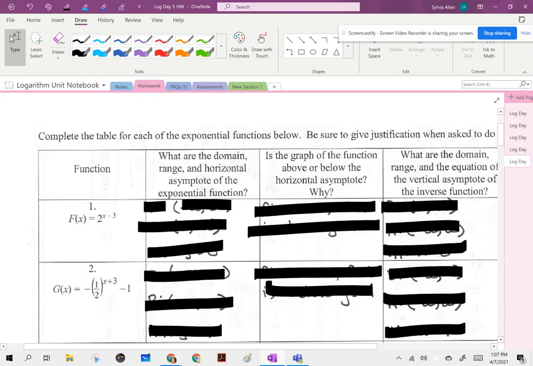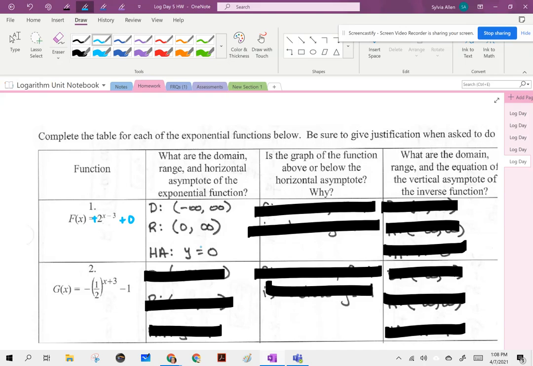Okay, so number 1, we're talking about the domain, the range, the horizontal asymptote. So there's the domain. Again, the horizontal asymptote is going to be the constant. Since there isn't a constant, it's 0. The fact that this is a positive means that the graph is above the horizontal asymptote, which would make the range 0 to infinity. And then it goes into this question, is the graph of the function above or below the horizontal asymptote? I just explained that.